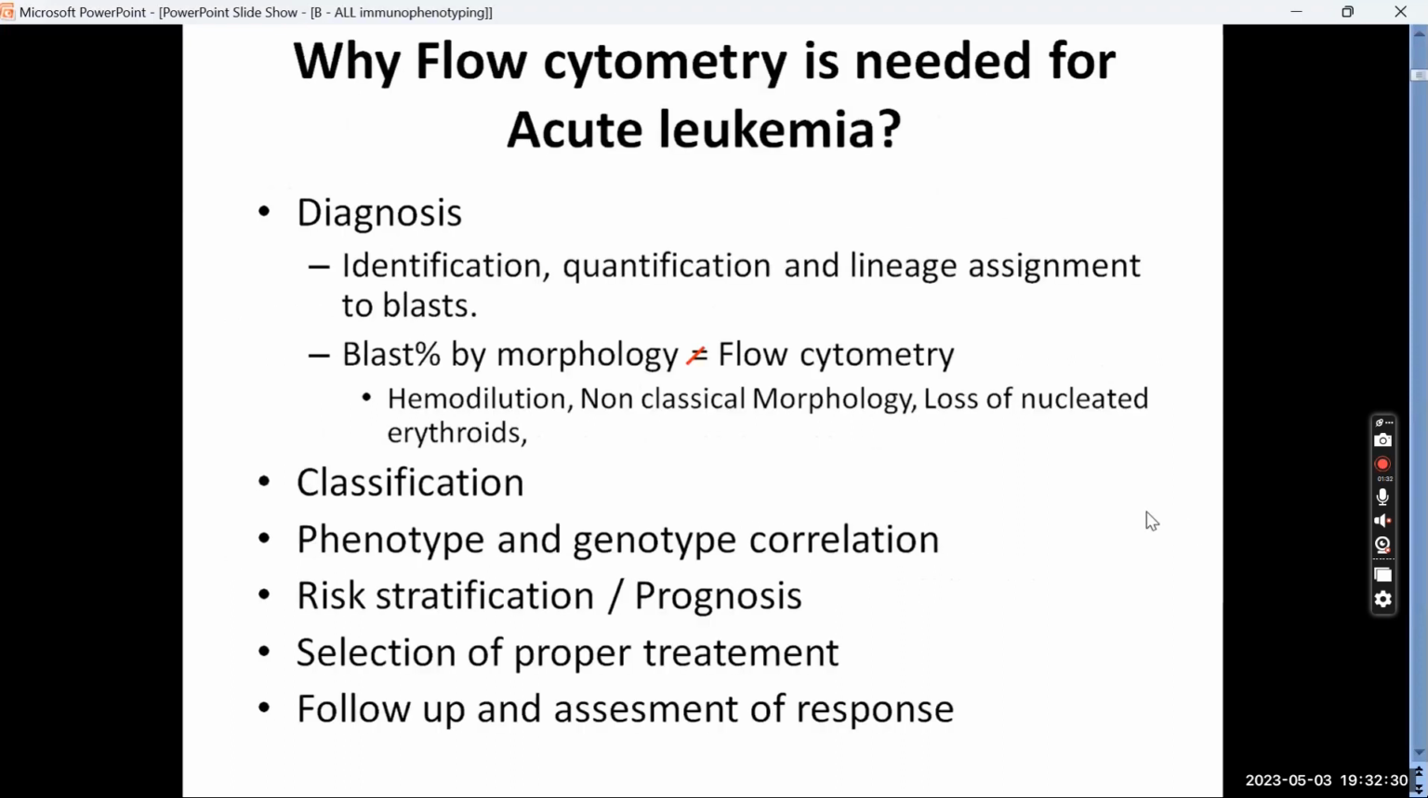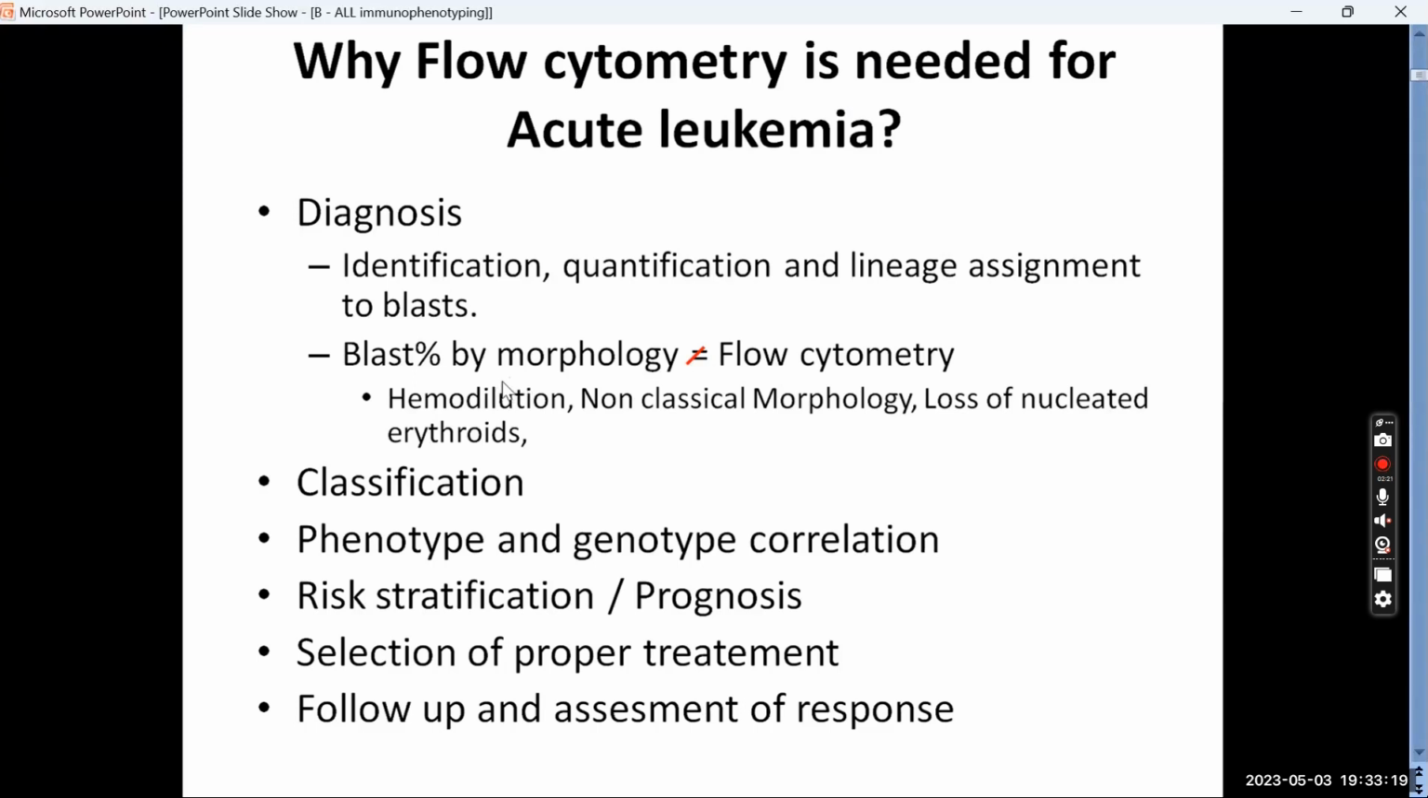So this we discussed in the last class, the role of flow cytometry in acute leukemias. Basically we do flow for diagnosing acute leukemias, and we identify the disease, the diagnosis, quantification of the blast or the neoplastic cells, and then the lineage assignment to the blast. So flow helps in diagnosis, quantification of the disease or the blast, and lineage assignment to the blast. And as I said to you, the blast percentage by morphology and the blast percentage in flow cytometry may not go hand in hand always. There may be a bit of disparity between the blast percentage you get by morphology and the blast percentage you get by flow cytometry.